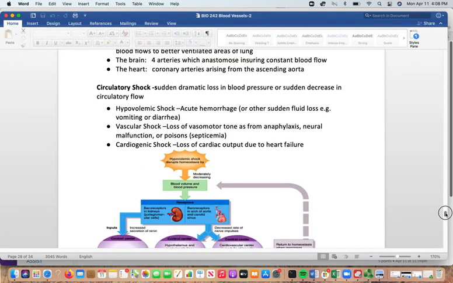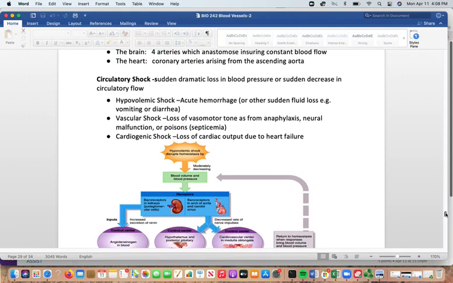So circulatory shock occurs when there's a dramatic loss in blood pressure or a sudden decrease in circulatory flow. There are a few different types. Hypovolemic shock is sometimes going to be from acute hemorrhage. Other sudden fluid losses can do this, such as a lot of vomiting or diarrhea. With vascular shock, you have a loss of the vasomotor tone. This is going to result from anaphylaxis, and that's the reason why epinephrine is given during anaphylaxis, to try and counter this. You can have neural malfunction lead to this, as well as certain poisons, or being septicemic. With cardiogenic shock, it's a loss of cardiac output due to heart failure.